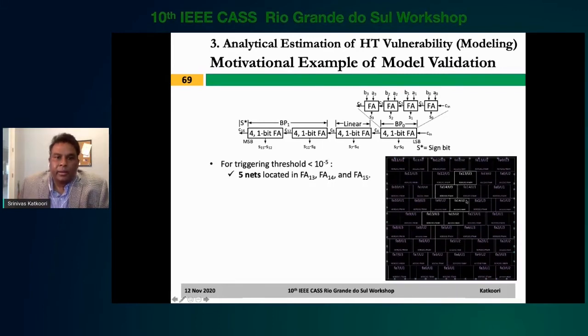Here, this shows a design where it identifies the cells and the nets which are below some triggering threshold. So just to show that we can pinpoint the nets in your layout where exactly a Trojan could potentially be inserted.